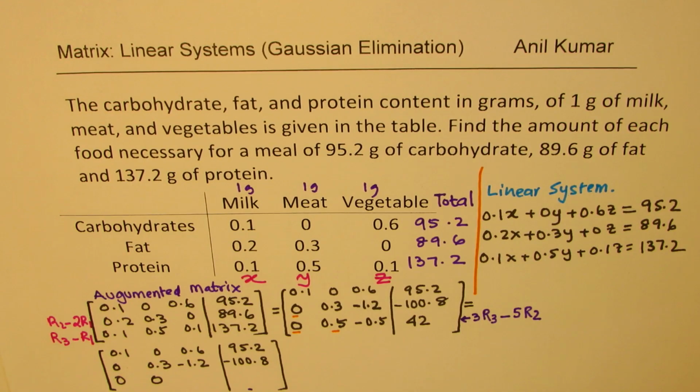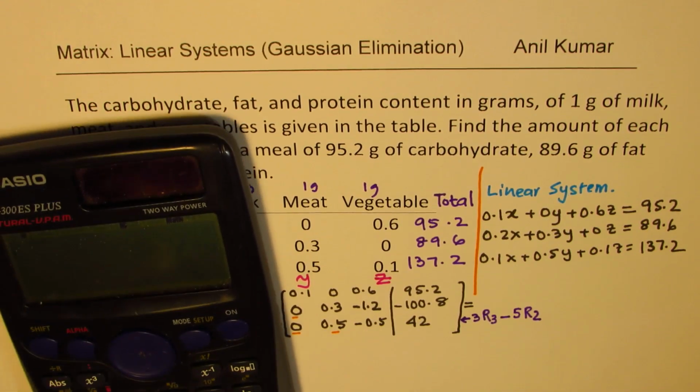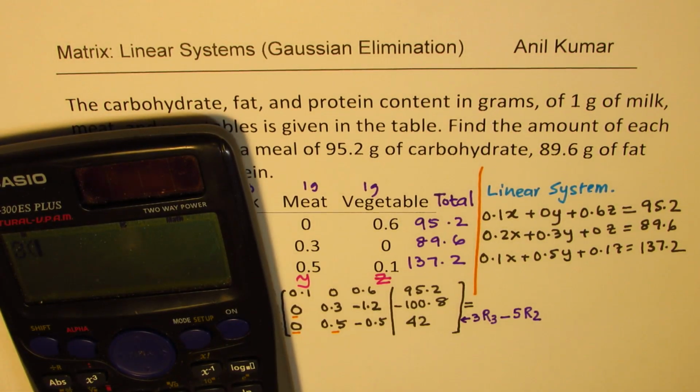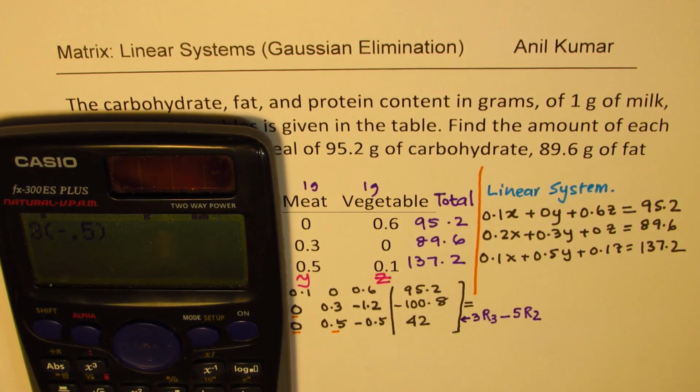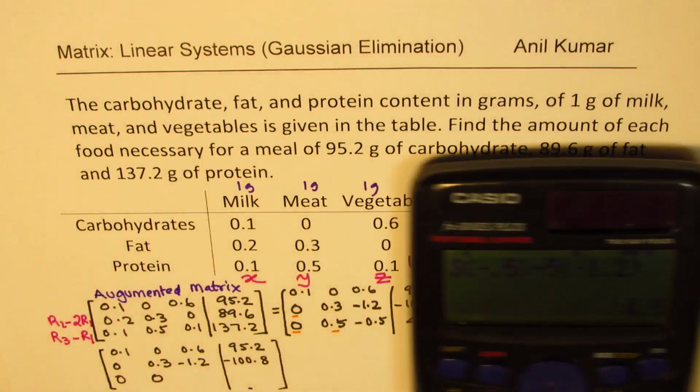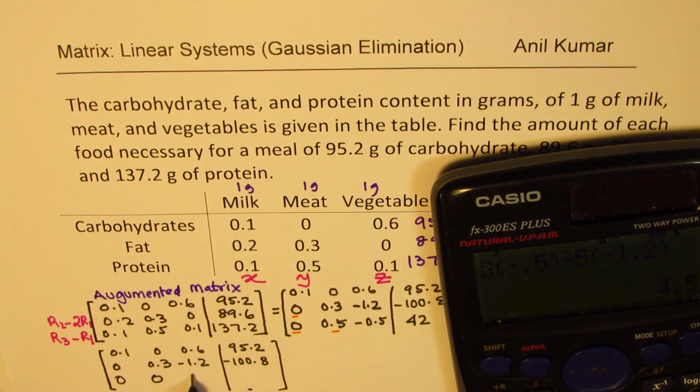3 times minus 0.5, right? So, I'll do 3 times within brackets minus 0.5. And from there, I have to take away 5 times within brackets minus 1.2, right? So, what do I get? I get 9 over 2, which is 4.5. So I'll write 4.5 here. Right? So I get 4.5 here.